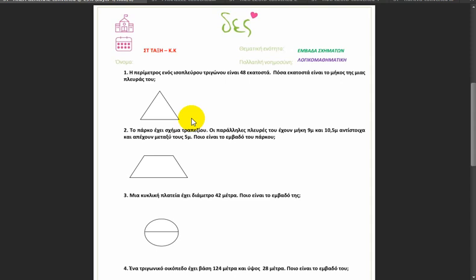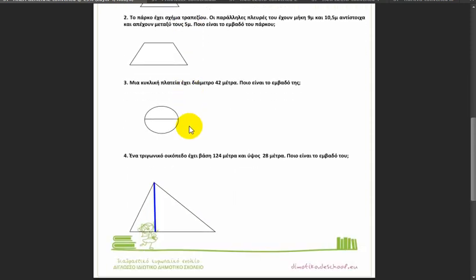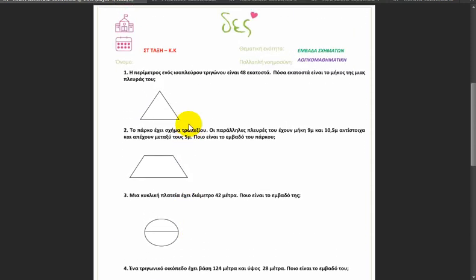Hello everyone, in today's video we will be solving your exercises from last week. We will begin with this exercise right here. So let's get started immediately.